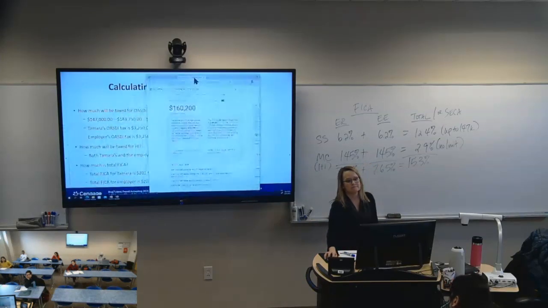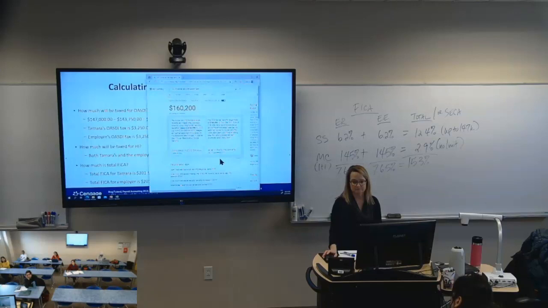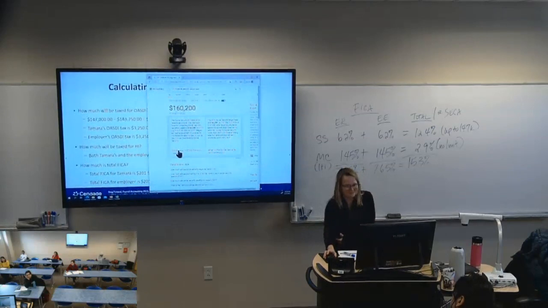$160,200 for 2023. That's a big jump. It's because we had a lot of inflation. So that means that more income is going to be subject to Social Security tax, right? Bad for employees, good for Social Security. Bad for employers as well, because they're going to have to pay more.